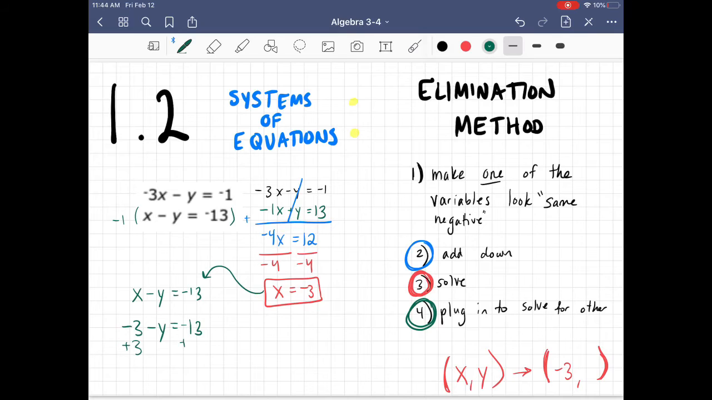So I can add 3 to both sides. Now I've got -y equals -10. Divide both sides by -1, and I get y equals 10. So that is my answer. The solution is -3 and 10. Let's move on to the substitution method.